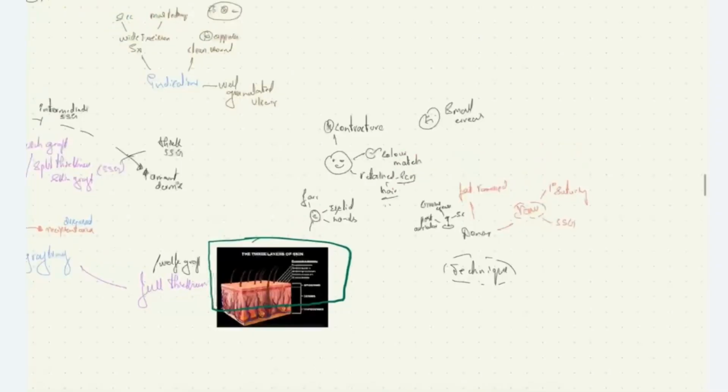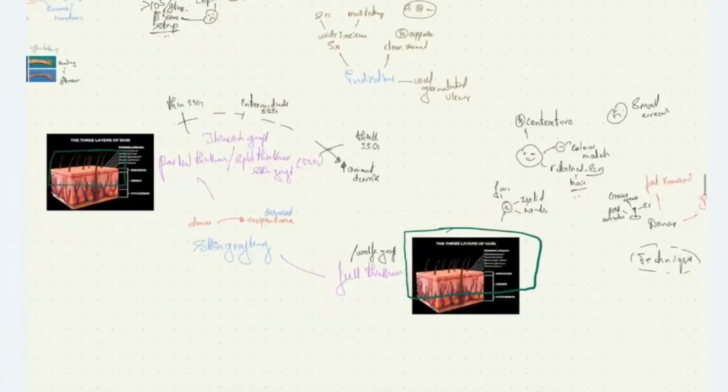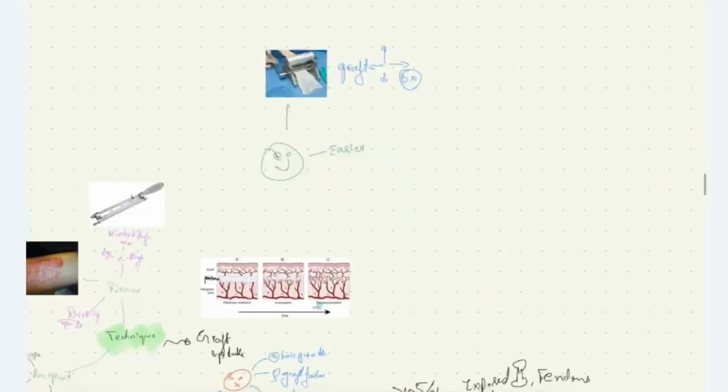So, in full thickness skin grafting, we saw one of the great disadvantages: we can only do full thickness skin grafting if we have smaller defects. The advantage with split thickness skin grafting is we can take the graft and increase the size by 6 times. By 6 times, we can increase the size by using a mesher.